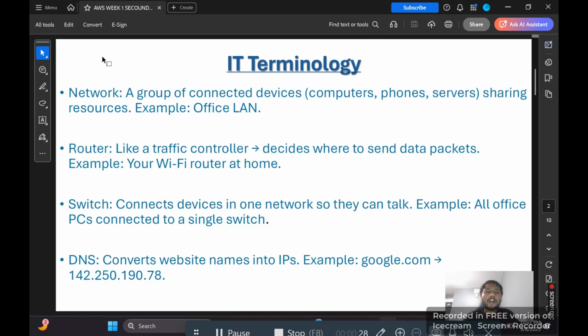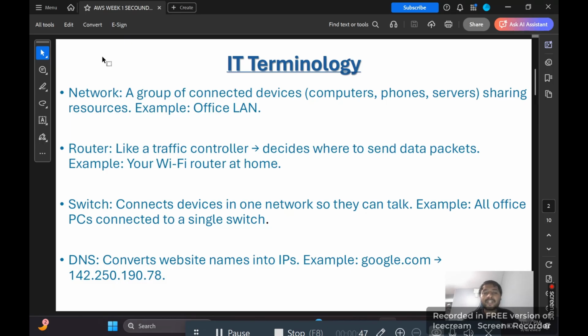First is network, a group of connected devices like computers, phones, and servers, sharing resources. Example, office LAN. If two or more devices are connected with each other and sharing information and other important things, it is called a network.